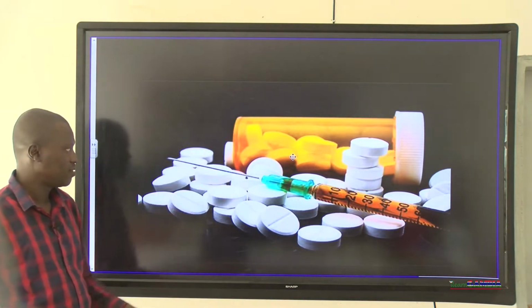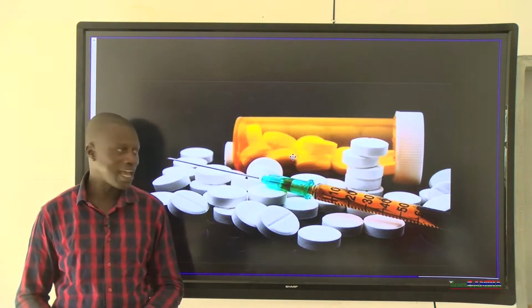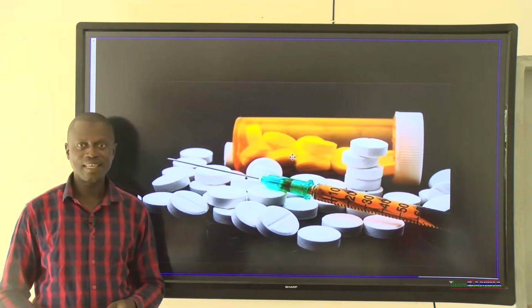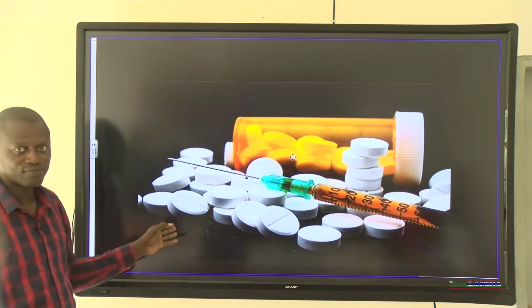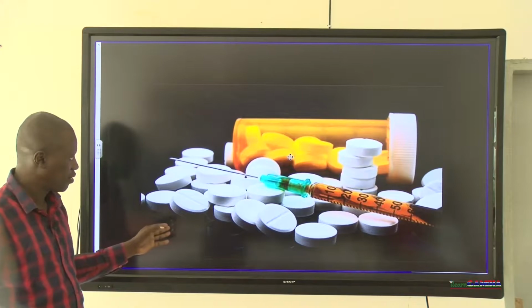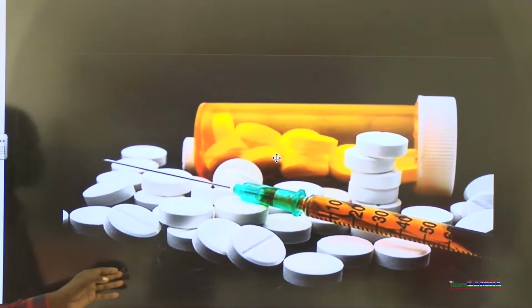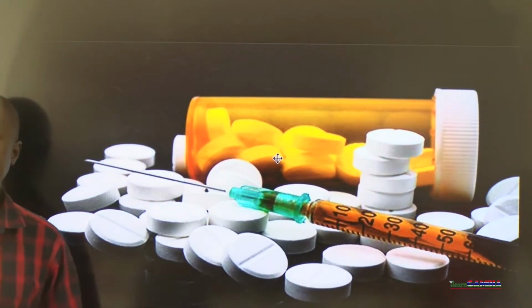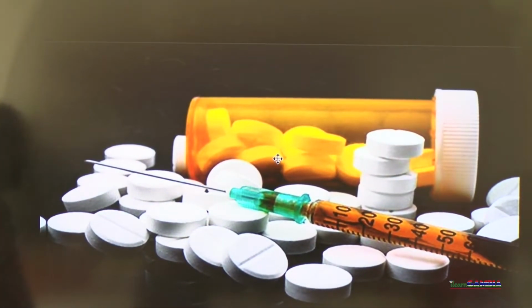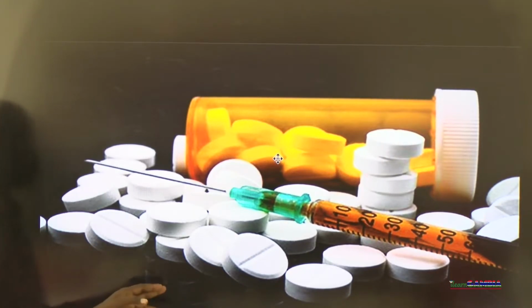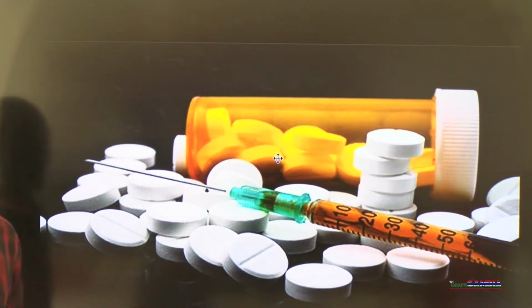You can see some samples of them. What are we seeing here? We are seeing drugs. Remember, a drug, even if it is medically advised to be taken, if the problem of an overdose happens, it results to drug abuse. It will be regarded as abuse.